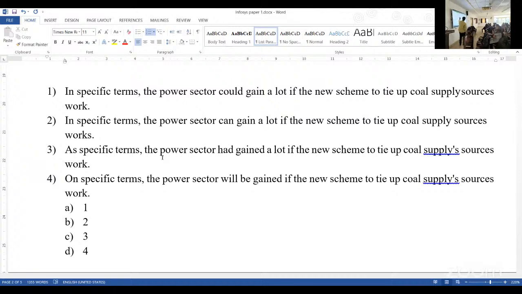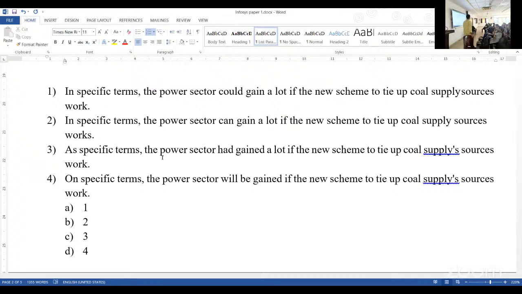Helping verb is different: can, could, had, will. Very good. What else? Okay, main verb. Next. In and as. Very good. On. Next. Supply. Okay, supply. Next. Yeah, so these are the differences in the question.